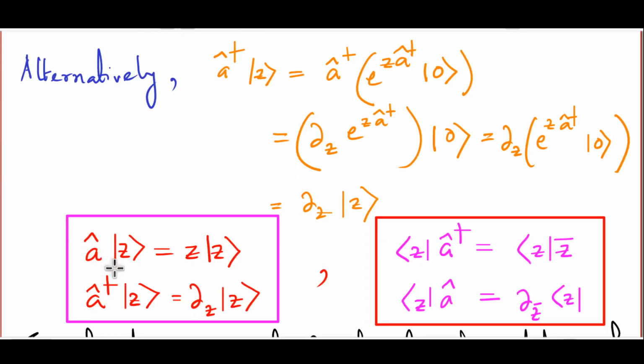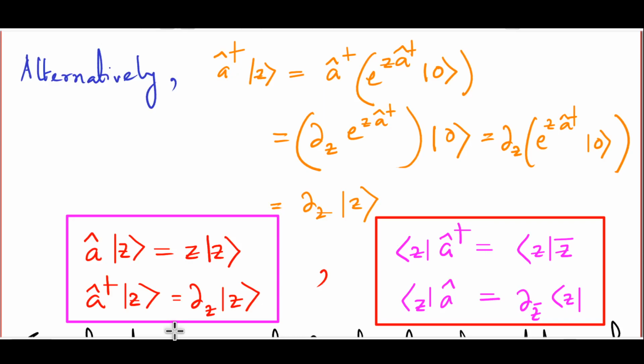As far as the ket z, the coherent state, is concerned, the action of a on it is just multiplication by z, whereas the action of a dagger on it is just the action of the partial derivative del z. Now, because we are going to need this later on, I have also written down the corresponding results for the bras, which essentially can be found out simply by taking adjoints of these results that you have written down.